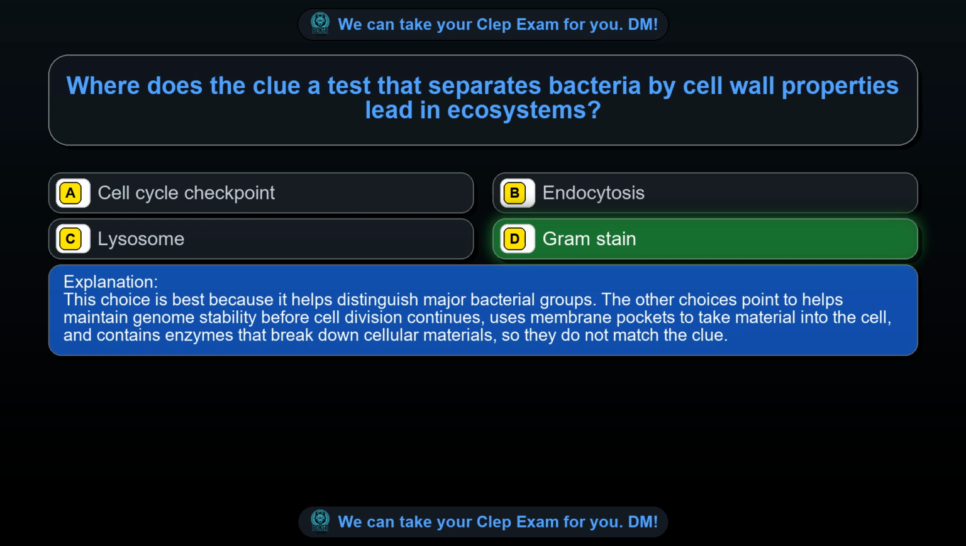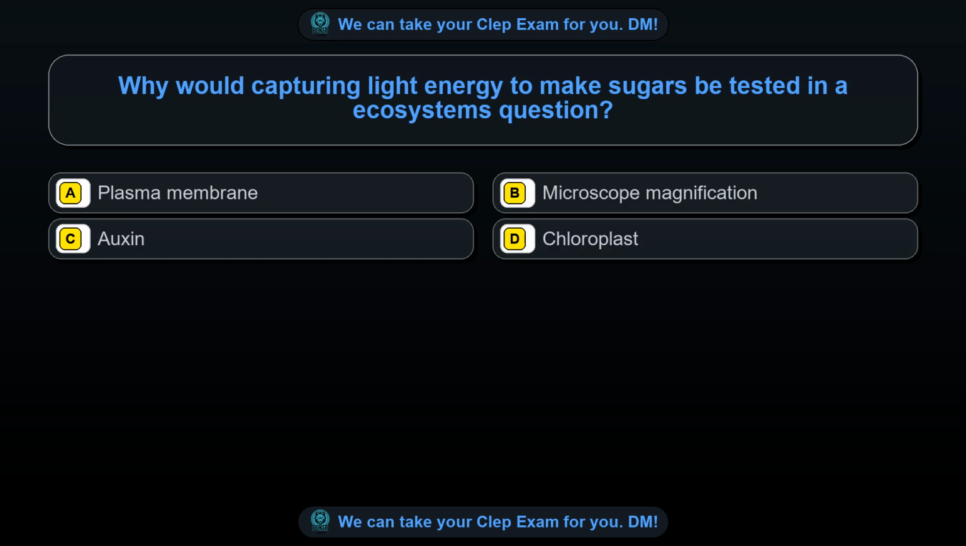This choice is best because it helps distinguish major bacterial groups. The other choices point to helps maintain genome stability before cell division continues, uses membrane pockets to take material into the cell, and contains enzymes that break down cellular materials, so they do not match the clue. Question 73. Why would capturing light energy to make sugars be tested in an ecosystems question? Option A, plasma membrane. Option B, microscope magnification. Option C, auxin. Option D, chloroplast. The correct answer is option D, chloroplast.